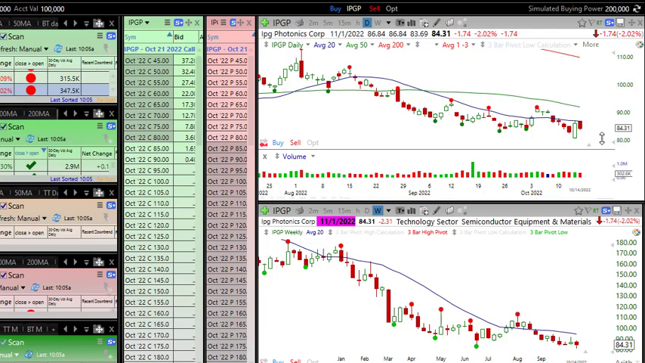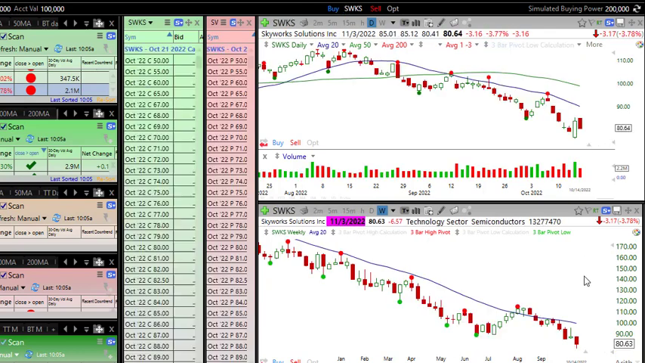IPGP, I just think there's better ones to watch. Downtrend, same. SWKS, well, it'd be okay for short term. Again, maybe a put spread under last week's low.